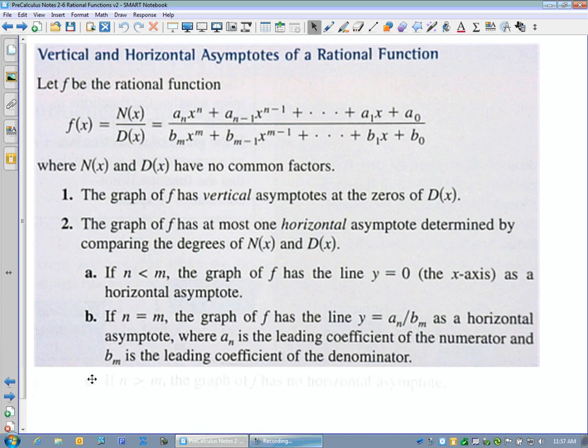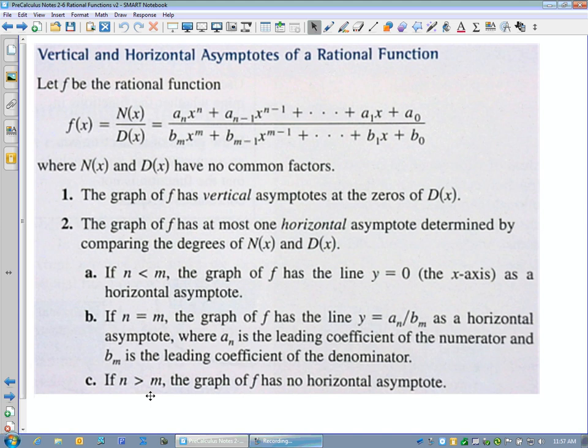And the last one, of course, for the comparisons is if n is greater than m, then there's going to be no horizontal asymptote. That's because as x gets larger and larger, the numerator will increase faster than the denominator, so the value of the function itself will go to infinity, or in other words, increase without bound. So therefore, there's going to be no horizontal asymptote. There's no single number that it's going to be approaching. And these are generally the most known ones.